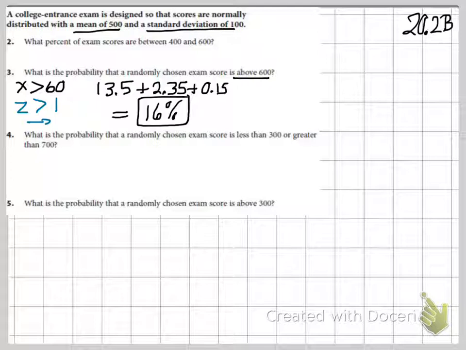Unfortunately for this assignment, I've asked you to work each of these problems out 2 ways. So this one, using that curve, we're going to call that our A answer. And then we're going to come over here and work on our B answer. We're still dealing with x greater than 600. We're still dealing with z greater than positive 1. We're going to go to the table. In the left-hand column, we're looking for z equals 1.